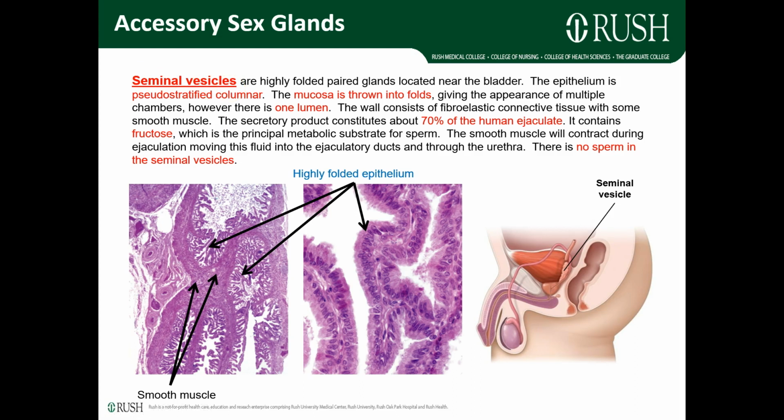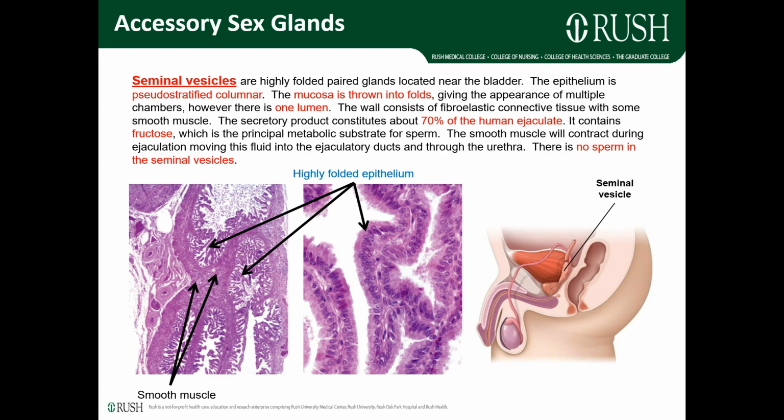This is present in a pair. They have a very highly folded structure. The epithelium is again pseudostratified columnar epithelium. One thing to note is that the mucosa here is highly folded. It gives the appearance that there are multiple chambers in here. As a matter of fact, there is only one lumen. So it's one tube which is very long, present in a convoluted way.